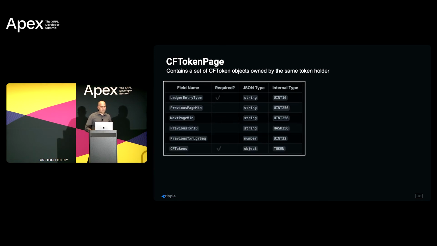And then last but not least is a CF token page. This is extremely close to the NF token page, which you see in the NFT spec. Very similar construction with some minor differences to not collide with NFTs.